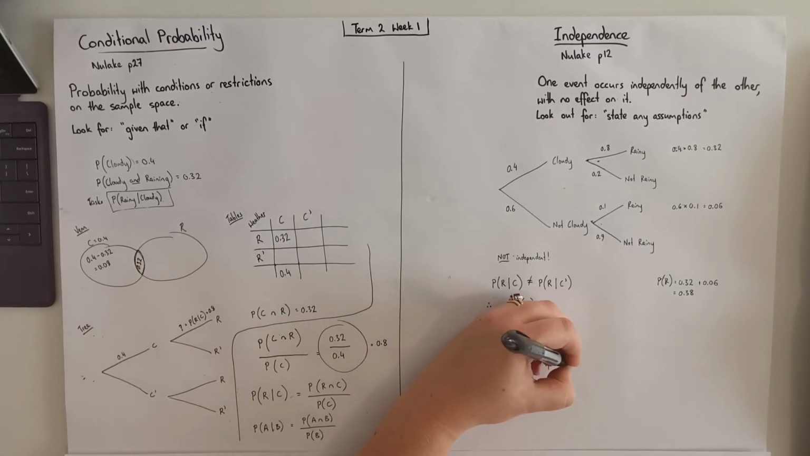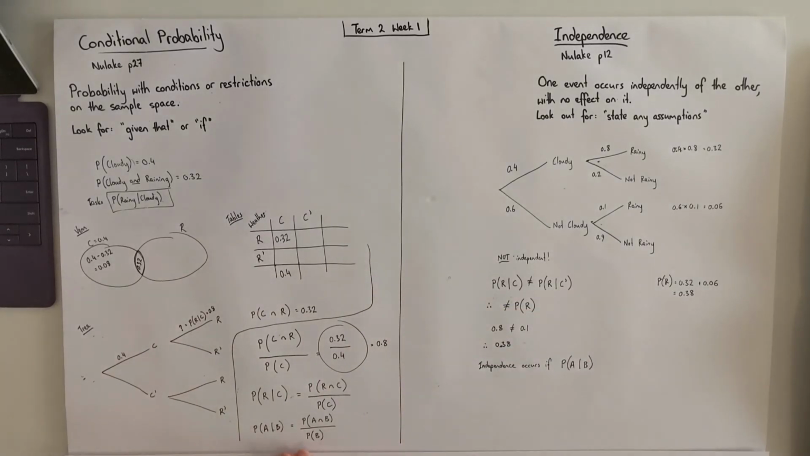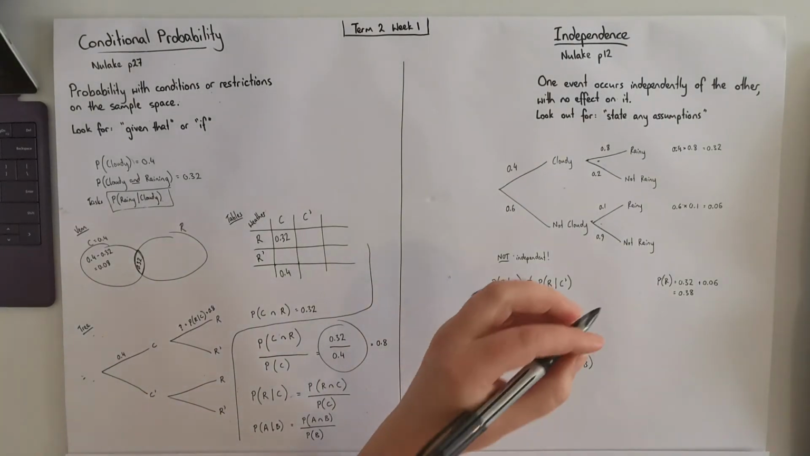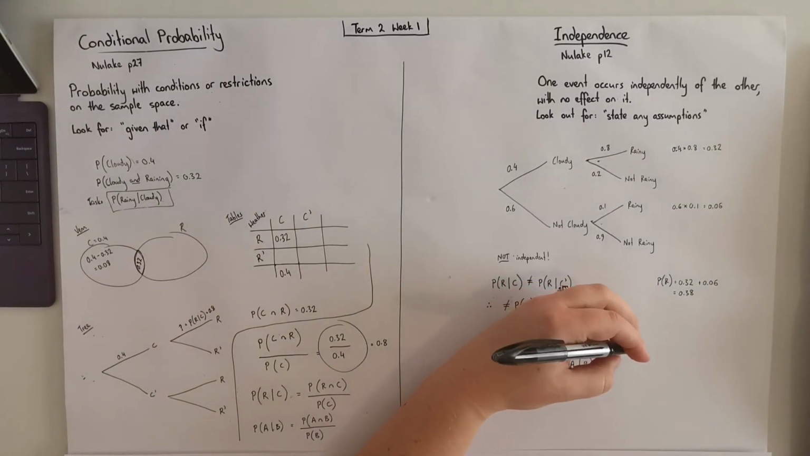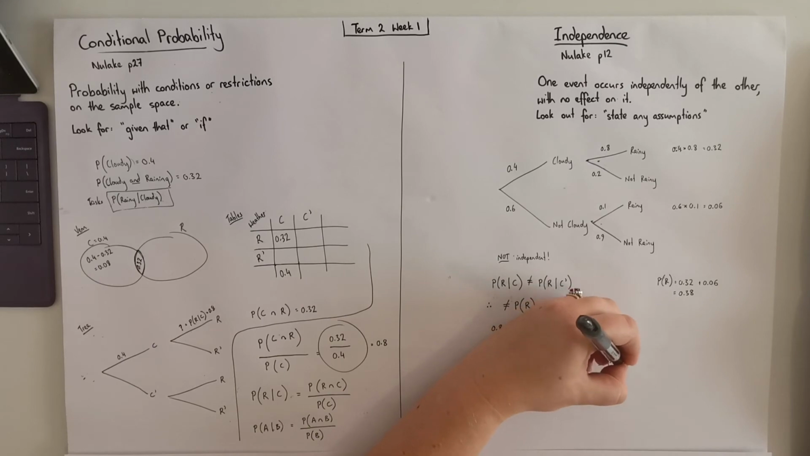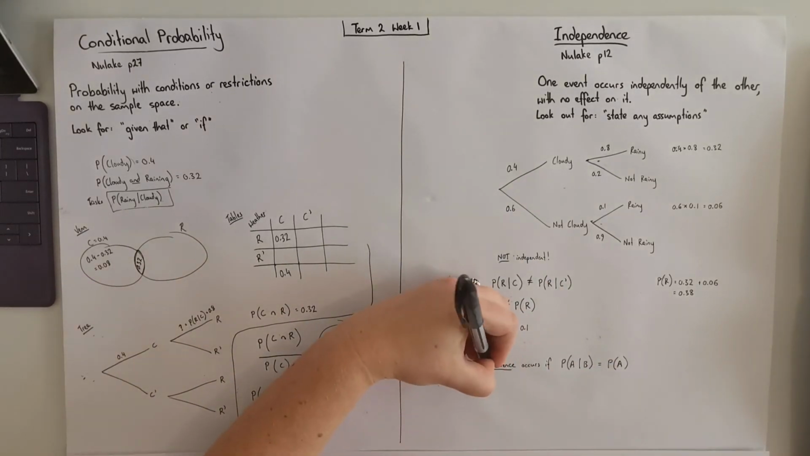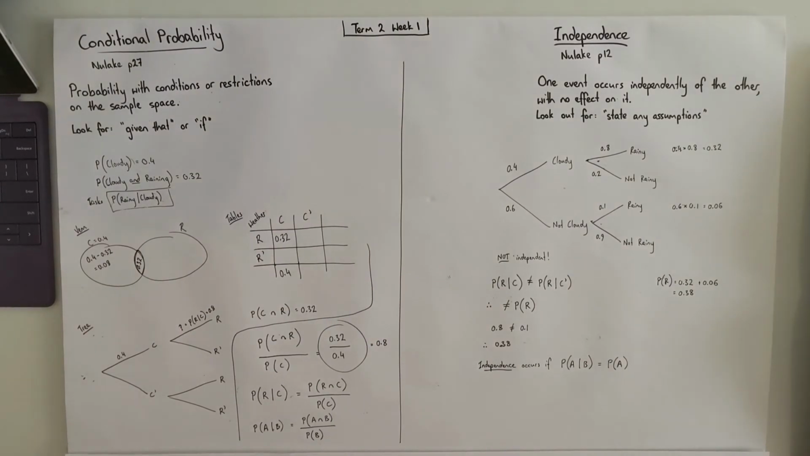If we have the probability of A given B, again now I'm using my general notation, if the probability of A given that B has occurred is equal to the probability of A, then you will have independence. Of course, I could write that round the other way. Probability of A is equal to probability of A given B. The order doesn't matter in an equation.